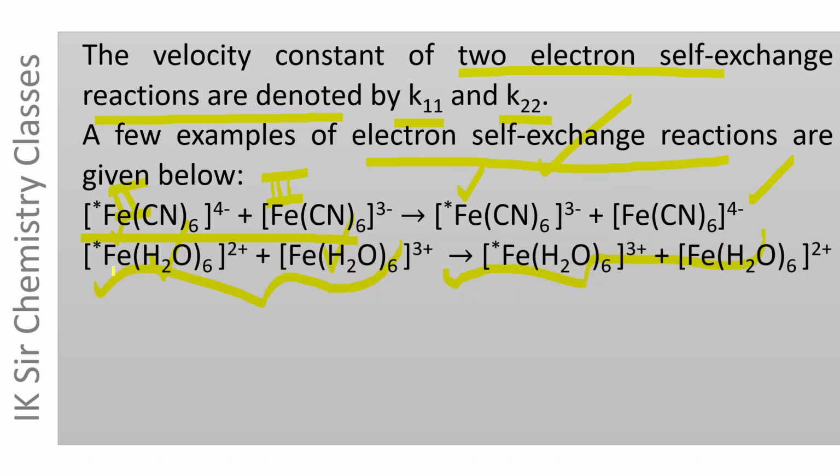There is another example, [Fe(H2O)6]2+ having labeled iron atom reacts with [Fe(H2O)6]3+, forming [Fe(H2O)6]3+ with labeled iron atom and [Fe(H2O)6]2+. The oxidant and the reductant in this case also contain the same ligands and the same metal but in different oxidation states. The reactants and the products are identical in this case also except the labeling of iron atom.